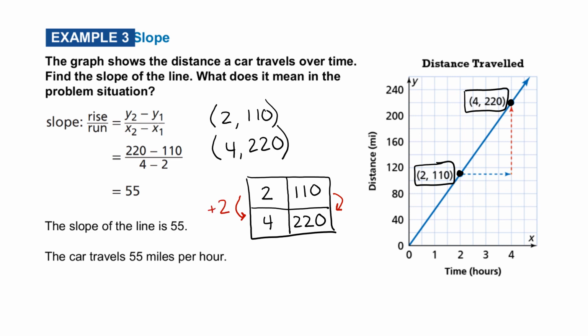2 plus 2 is 4. 110 plus 110 is 220. We set up our fraction y over x. 110 divided by the 2 gives us a final answer of 55.